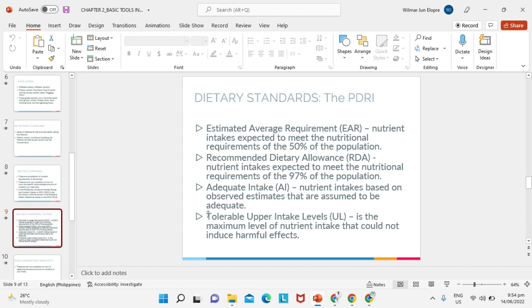And the last component is the UL or the tolerable upper intake level, which is the maximum level of nutrient intake that could not induce harmful effects. Okay.